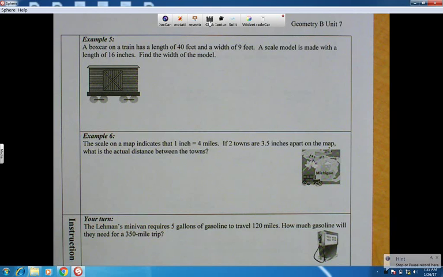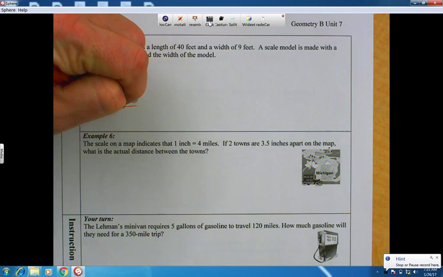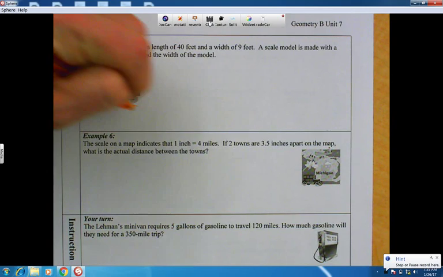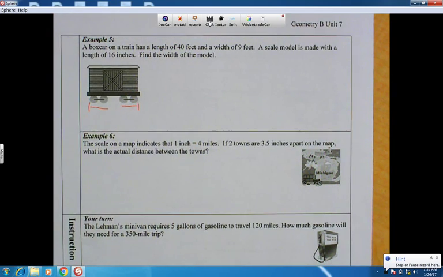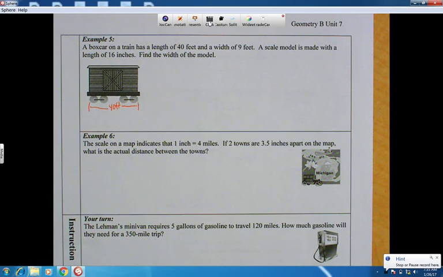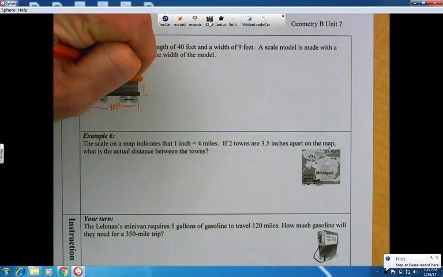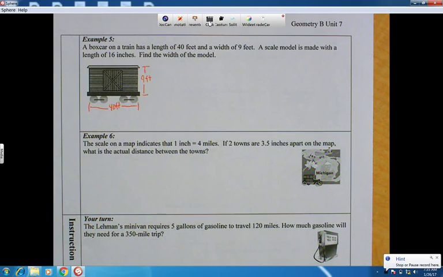Problem, it says that we have a boxcar on a train, and it says that the length of that boxcar is 40 feet. So before we go any further, let's set up that dimension there. So it says that the length is 40 feet, and it says that the width is 9 feet. Now it says that there's a scale model of this boxcar made as well, and we don't see that here.